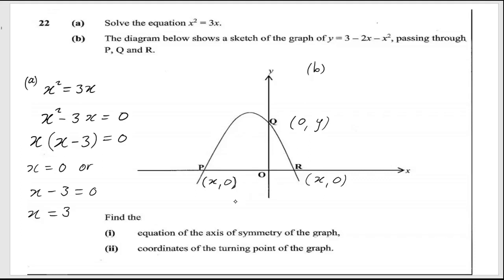But here what they want us to find, one, is the equation of the axis of symmetry of the graph, meaning the line of symmetry of the graph. That is what they want us to find. So what do we do, or what method do we use?